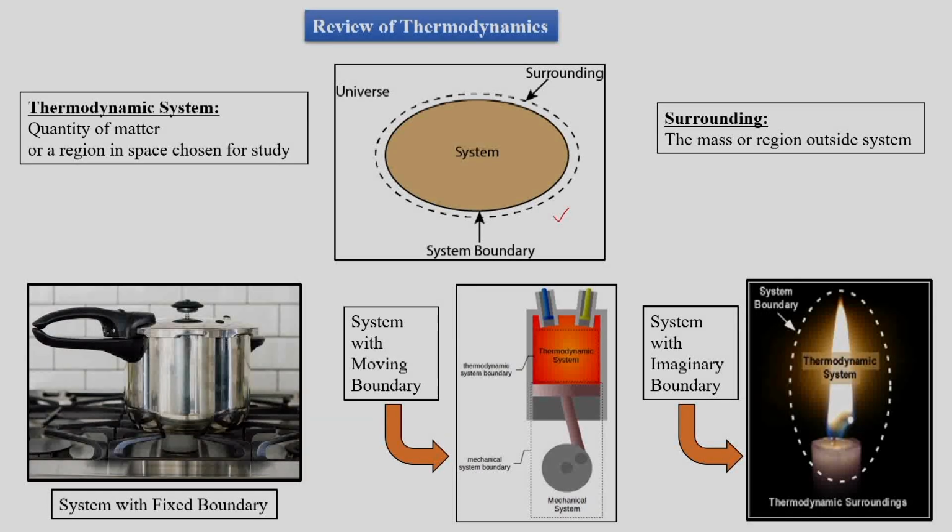But then there can be a system where we do not have a fixed boundary. We will have to imagine a boundary of the system, for example a candle. If the candle flame is our system, our topic of study, our focus, then we have to draw an arbitrary boundary around the candle flame to define what our system is. So, the system is defined by the user, the engineer or scientist, as per the topic of study. It can be a fixed mass or it can be a fixed volume in space.